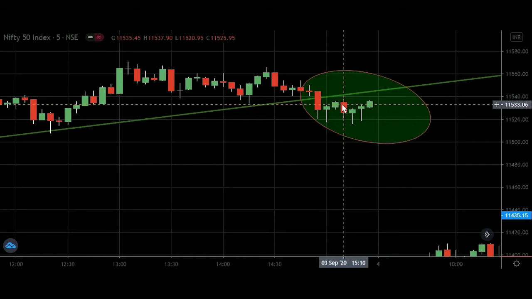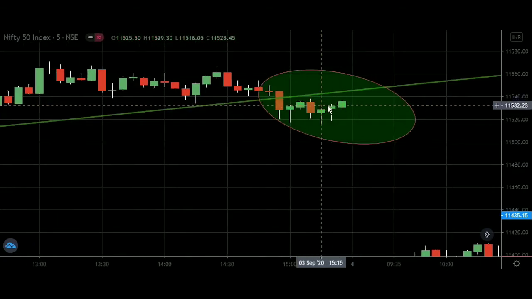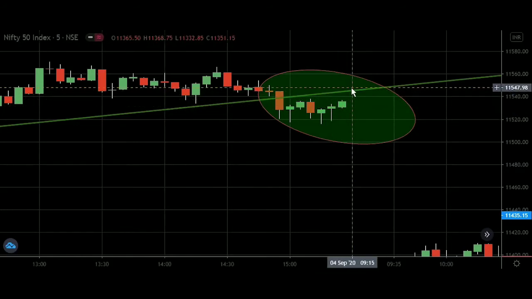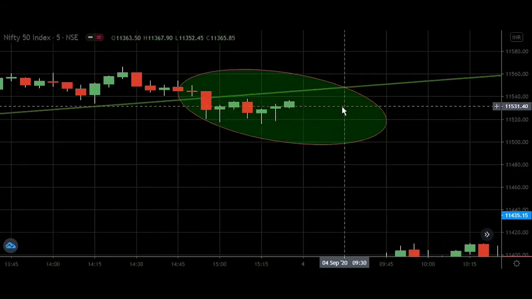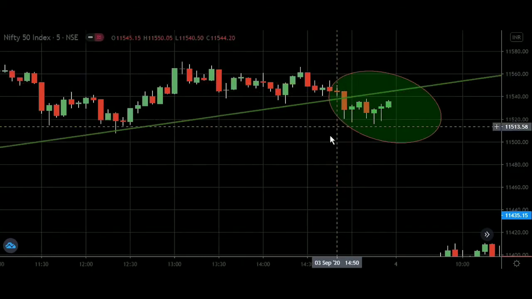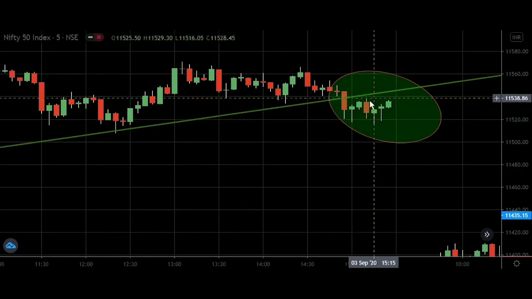And see, after that, price again was unable to go on the upside and break this line, though it made continuous 3 green candles, but it failed to cross this green line and go higher. So I kept my position on 3rd of September. I was short in futures, my friend.